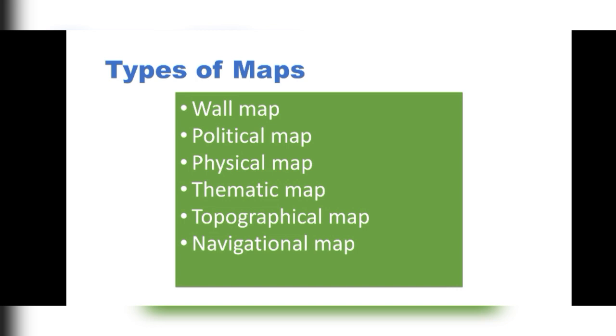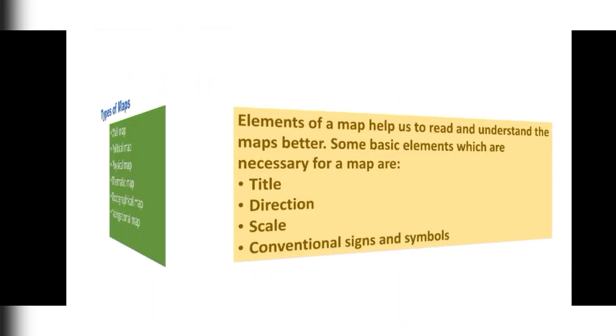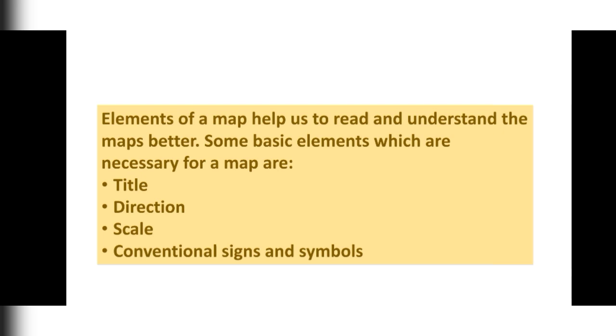Topographical map. It is a representation of natural and man-made features like local buildings, water bodies, roads, railway tracks, etc. It is also known as contour map. Navigational map is used by sailors and pilots. When we draw a map, we need some elements or components for it to read and understand it better, like title, direction, scale, and conventional signs and symbols.